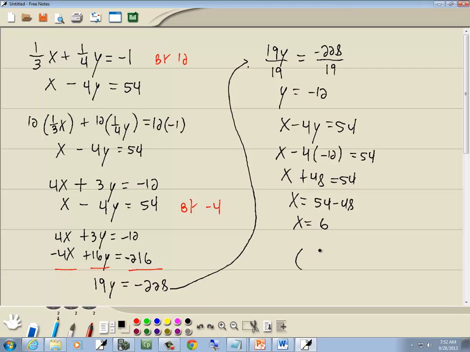And we write our answer in point form, as an ordered pair. So we'll do 6, -12. And that would be our answer.